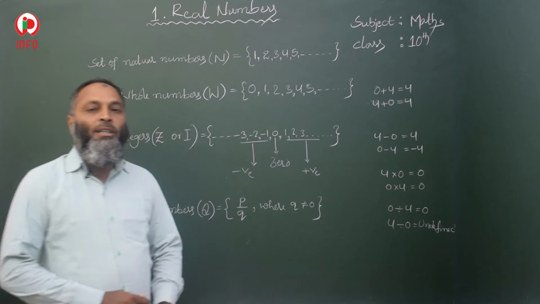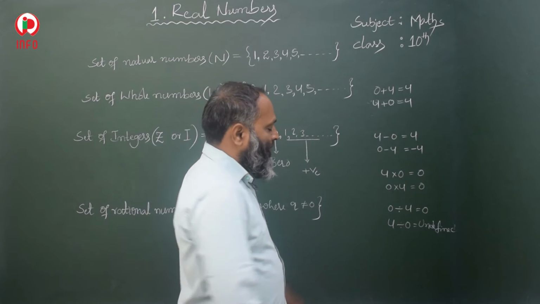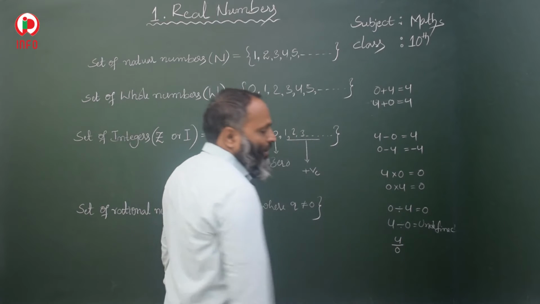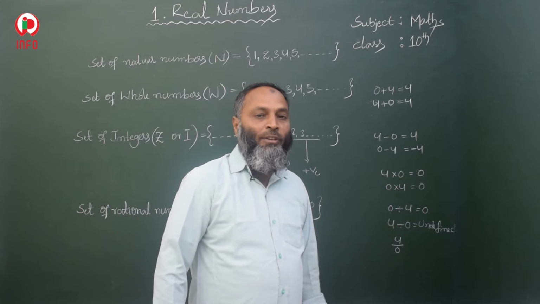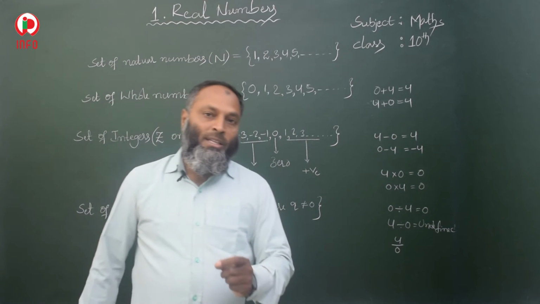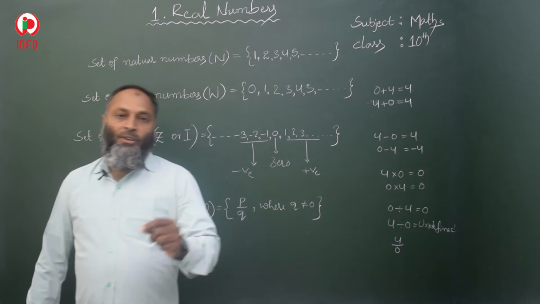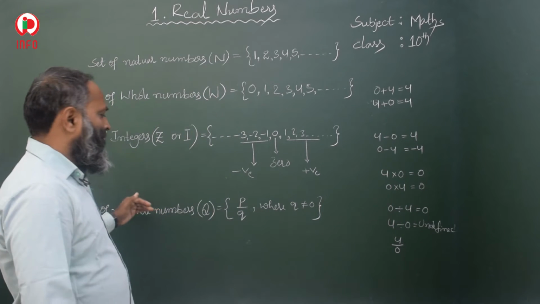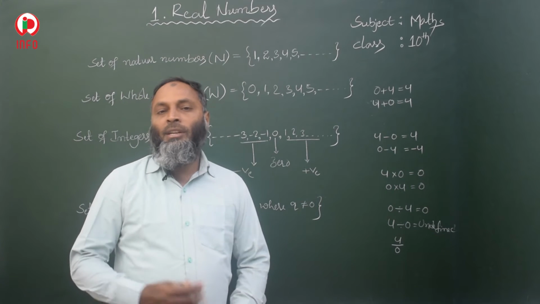So why should the denominator not be 0? About 0 property we discussed: 4 divided by 0, that is 4 by 0. If 4 is divided by 0, then that value is undefined. So that is why q should not be 0. If the denominator is 0, the value is undefined. The numbers which are in the form of p by q, all those numbers are rational numbers.